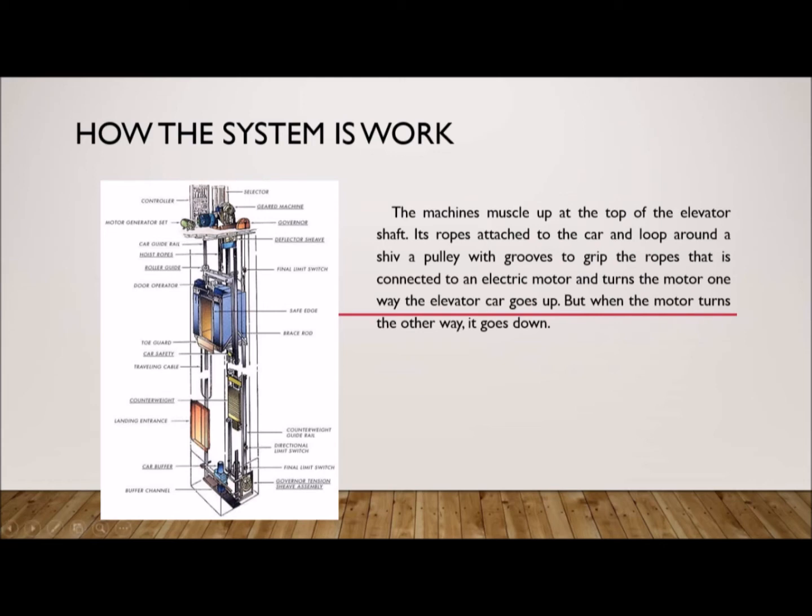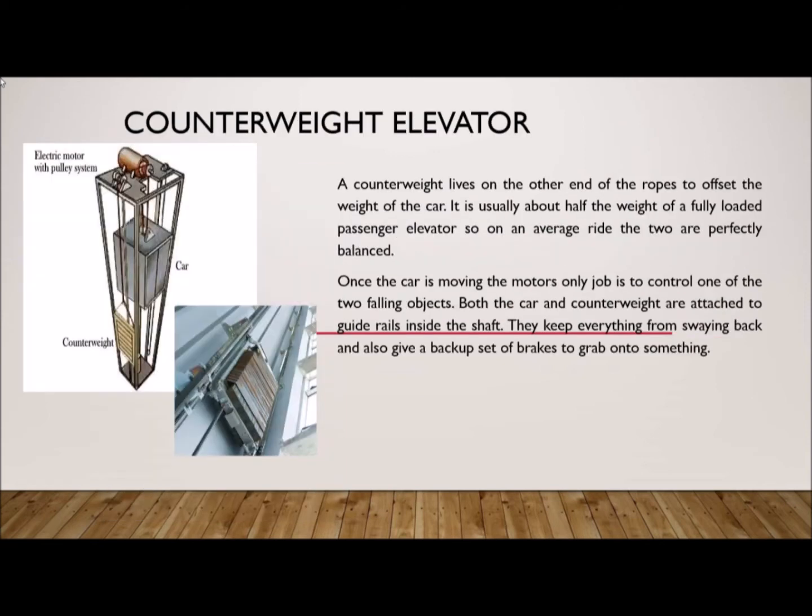This one. Its rope is attached to the car and looped around a sheave, a pulley with grooves to grip the rope, that is connected to an electric motor. Turn the motor one way and the elevator car goes up, but when the motor turns the other way, it goes down. That means it has two rotations, clockwise and anti-clockwise.